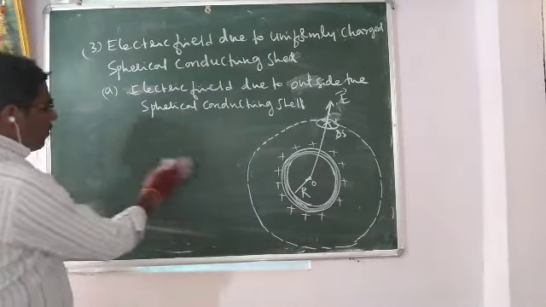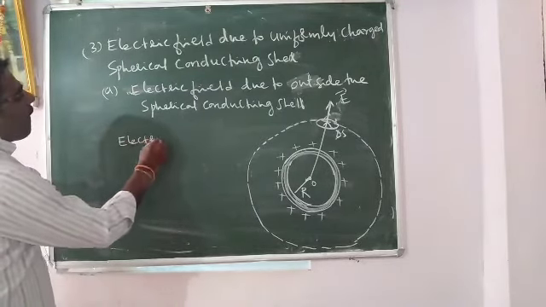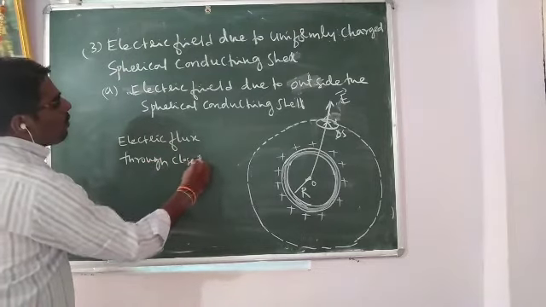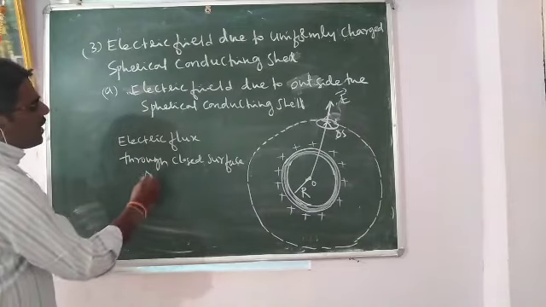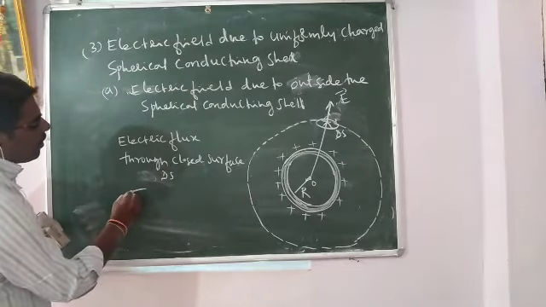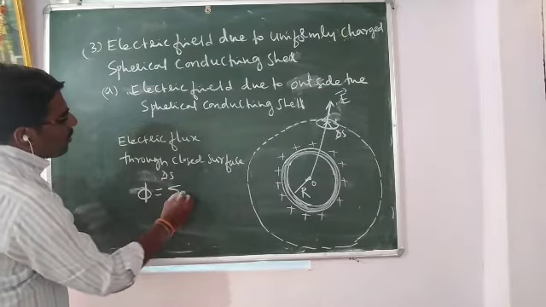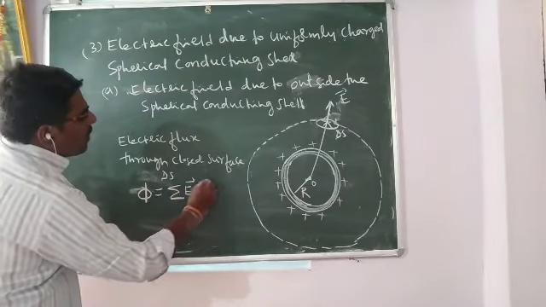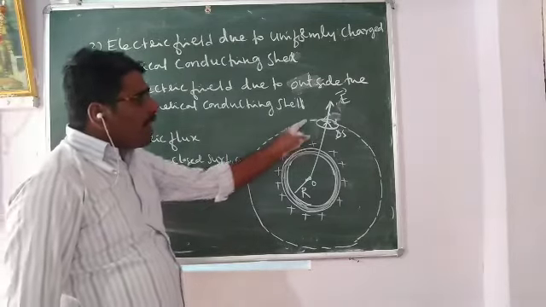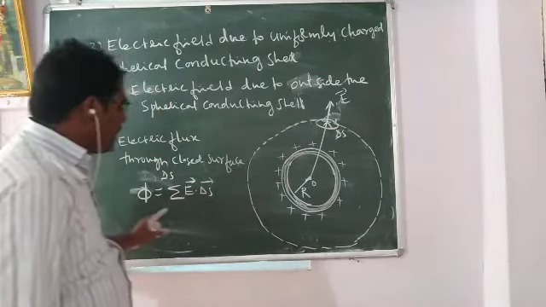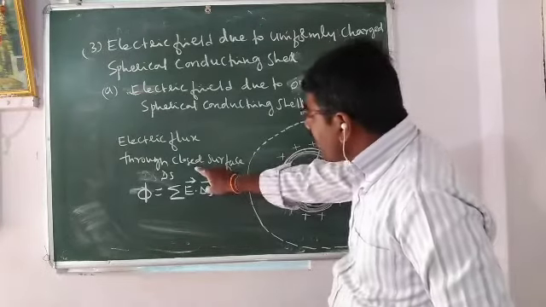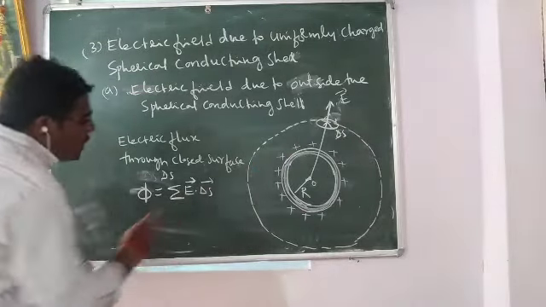The electric flux through the small closed surface delta S is phi equal to summation of E dot delta S. First we consider the imaginary spherical Gaussian surface around the shell. Then we consider a small area element delta S on the Gaussian surface. The electric flux through delta S is phi equal to E dot delta S.